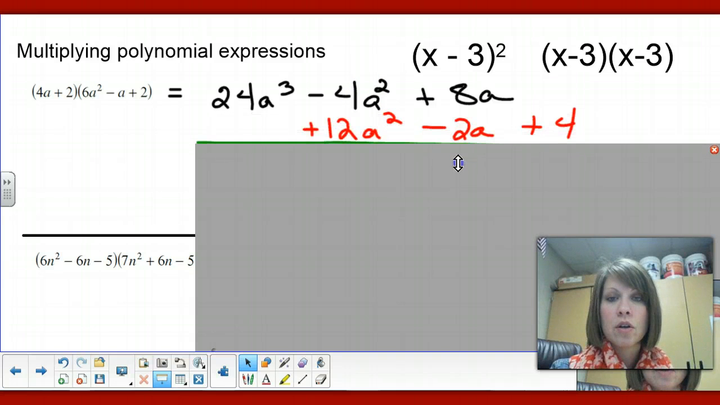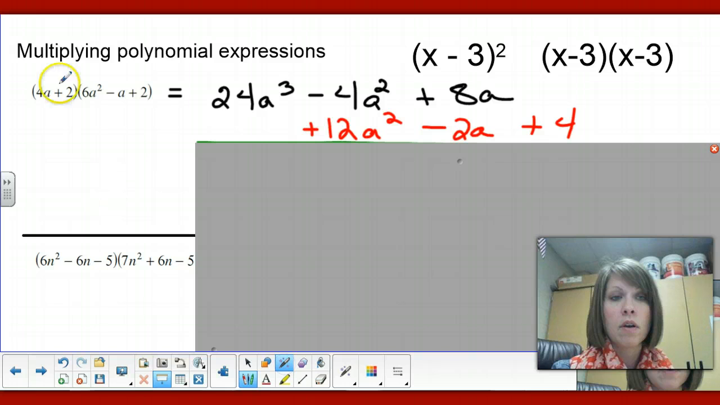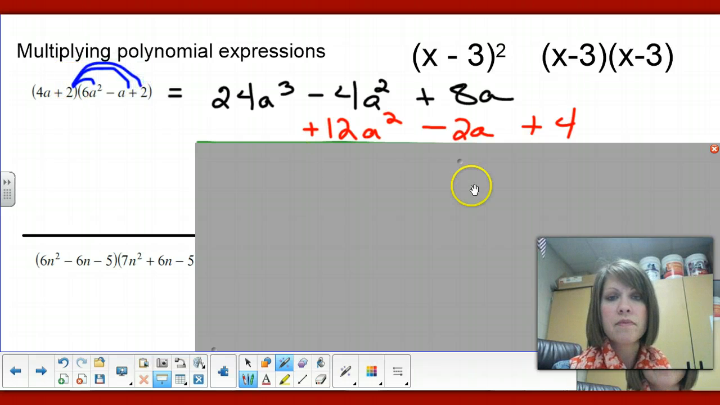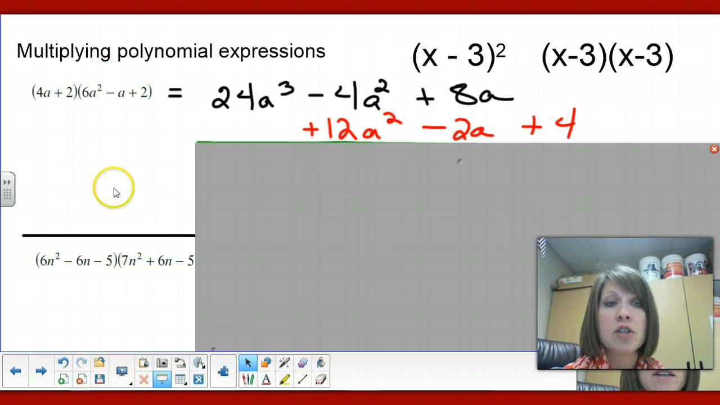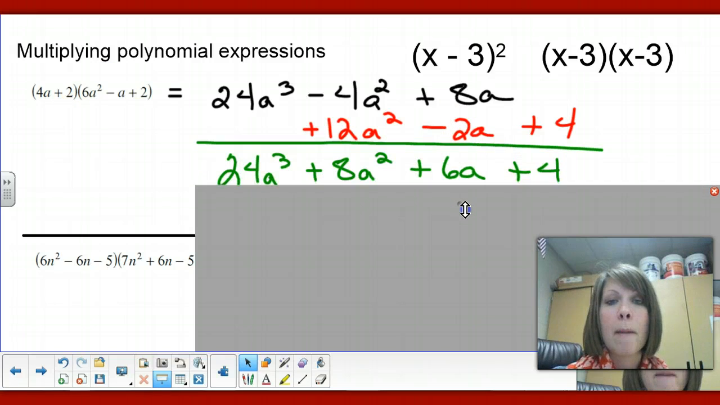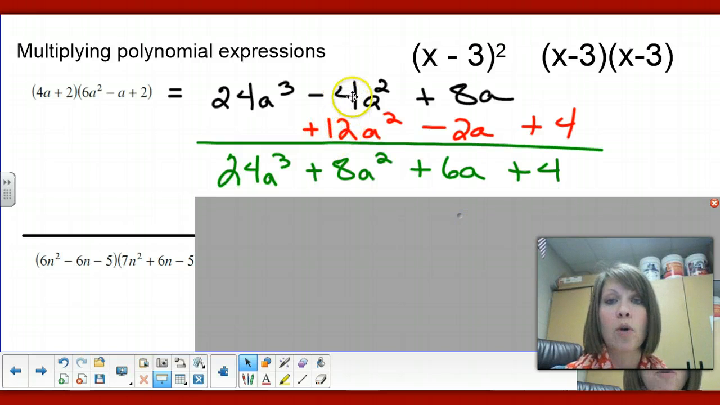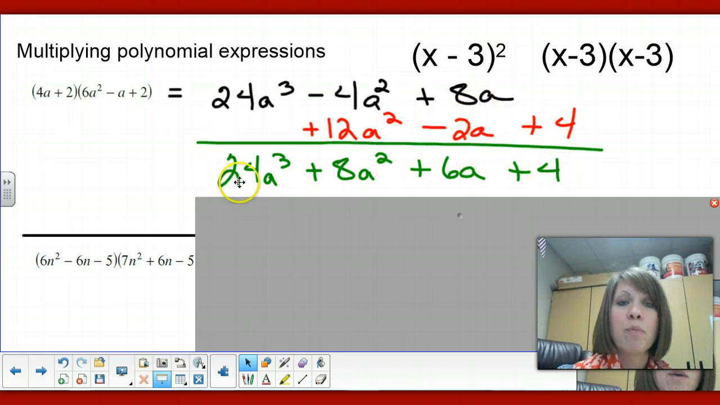Okay? All right, so we would distribute 2 times 6a squared, 2 times negative a, and 2 times 2 to give us what you see in red right here. Then it makes the like terms process, combining that, so much easier because everything's already lined up. Our final answer for 4a plus 2 times 6a squared minus a plus 2 is 24a cubed plus 8a squared when you take negative 4 plus 12, plus 6a and then plus 4. That is the product that you're looking for, this answer.